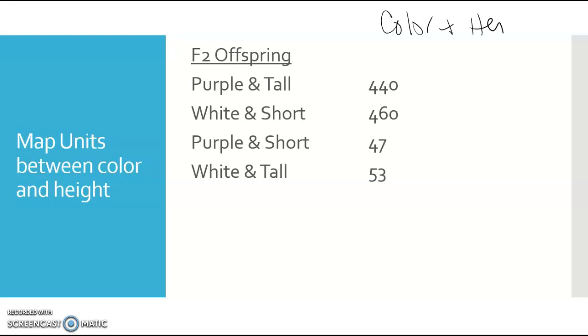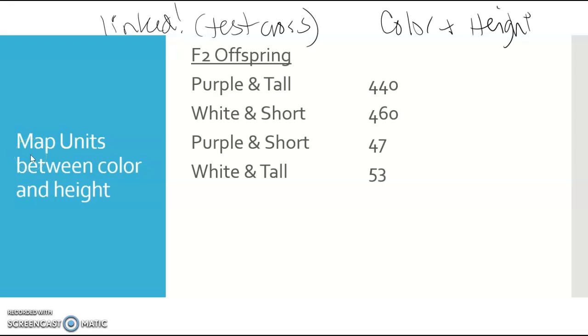So color and height. So for starters, what we can see is that you do not have in the offspring this 1-to-1-to-1 ratio. Again, this is after a test cross. And so therefore, we have to say it is absolutely linked. Now, from here, what we can see is we can try to determine the map units between that color and height.